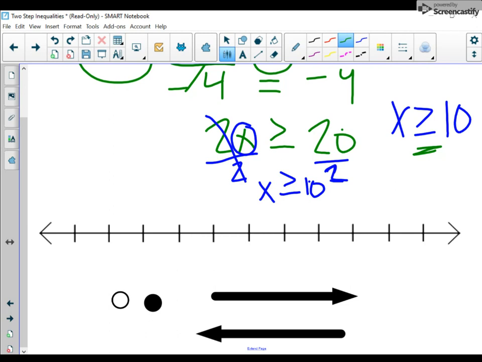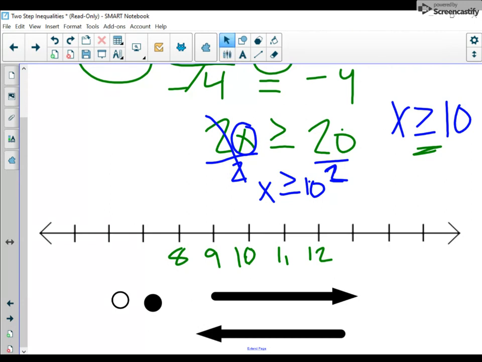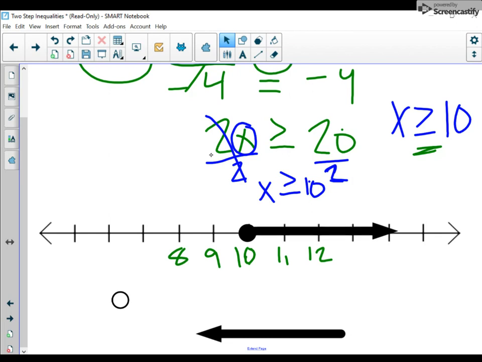So let's go ahead and number our number line. I'm just going to put 10 right here. I'll put 11, 12, 9, and 8. You can go ahead and finish labeling your number line. I'm going to keep it simple. Like we just said, greater than or equal to means I'm including 10 because 10 can be equal to 10, so it's a closed dot. And if it's greater than, what direction am I going in, left or right? I'm going to go in the right direction. So that's what our graph should look like.